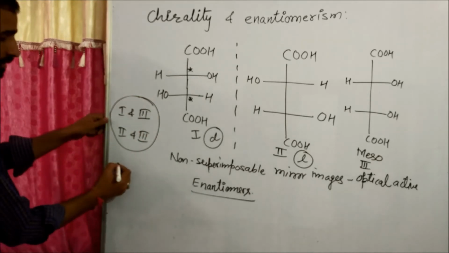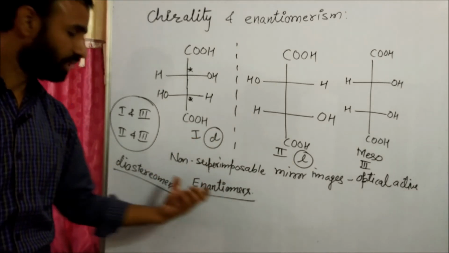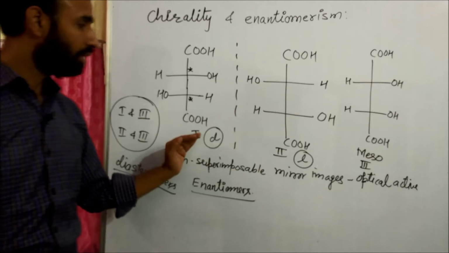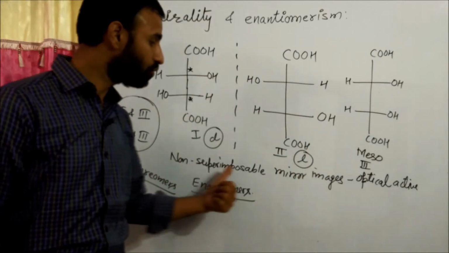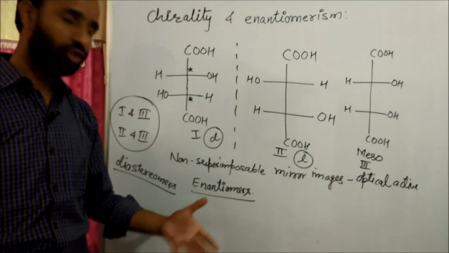They are diastereomers. So what are enantiomers and diastereomers? Enantiomers are those which are mirror images. Which type of mirror images? Non-superimposable mirror images. Those are known as enantiomers.